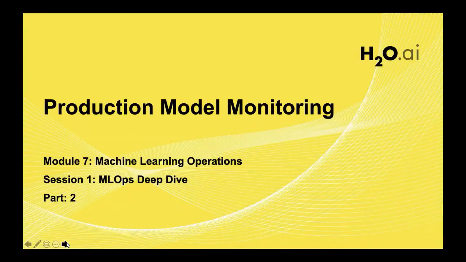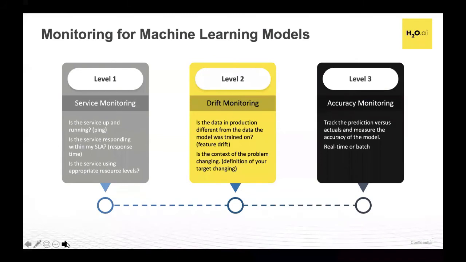Okay, so we're going to move on to the MLOps deep dive, session 2. This is part 2, production model monitoring. Production model monitoring really has several different layers, right? As we discussed before in the first session, there's service monitoring, where you need to look at how your processes are running, there's drift monitoring, and there's accuracy monitoring. Let's dig into each one of these and discuss them in a little more depth.